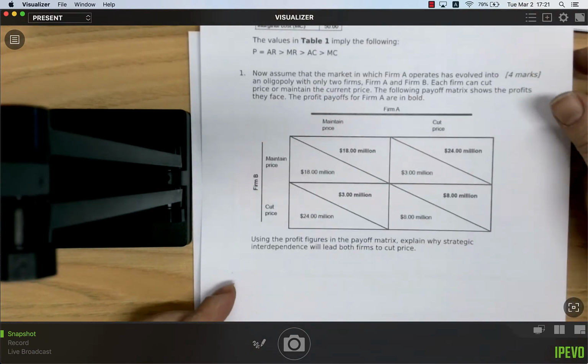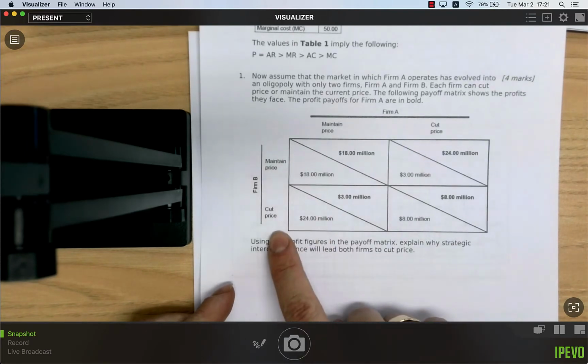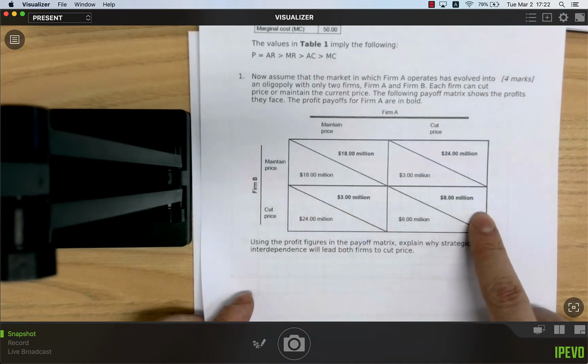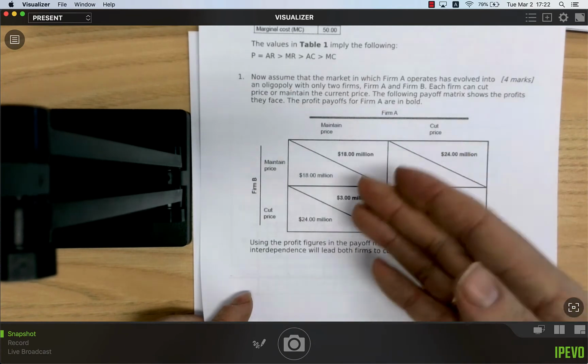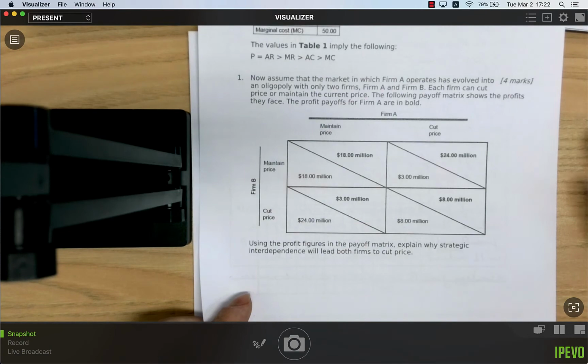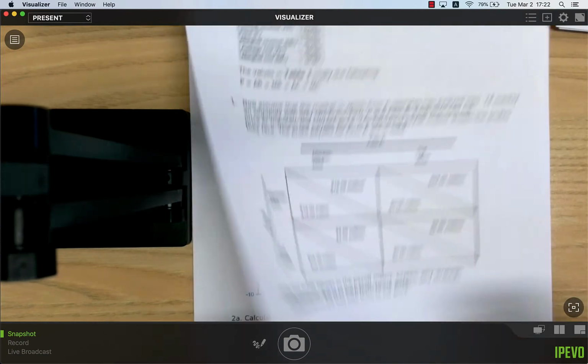So firm B actually cuts its price, and firm A is like, okay, what am I going to do now? Am I going to maintain my price and earn 3 million, or am I going to reduce my price also and earn 8 million? 8 million is better than 3 million. Either way, firm A is better off cutting its price no matter what firm B does.